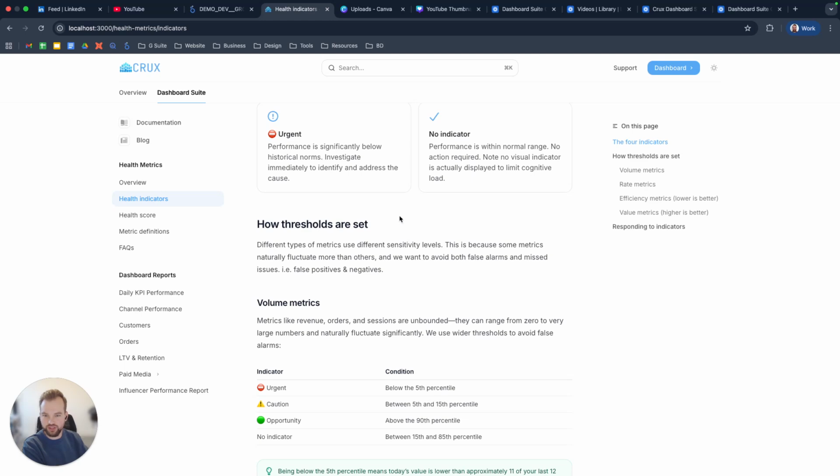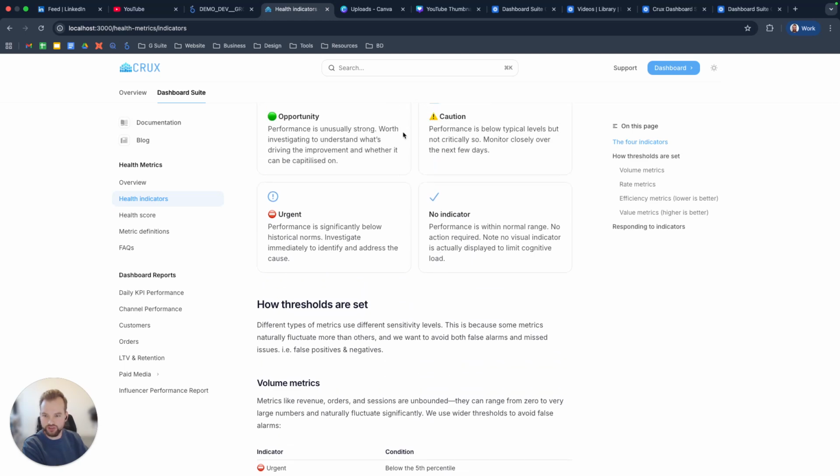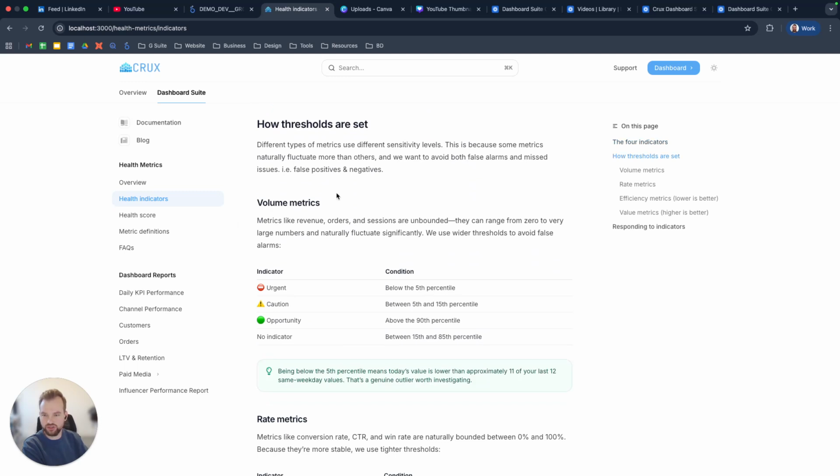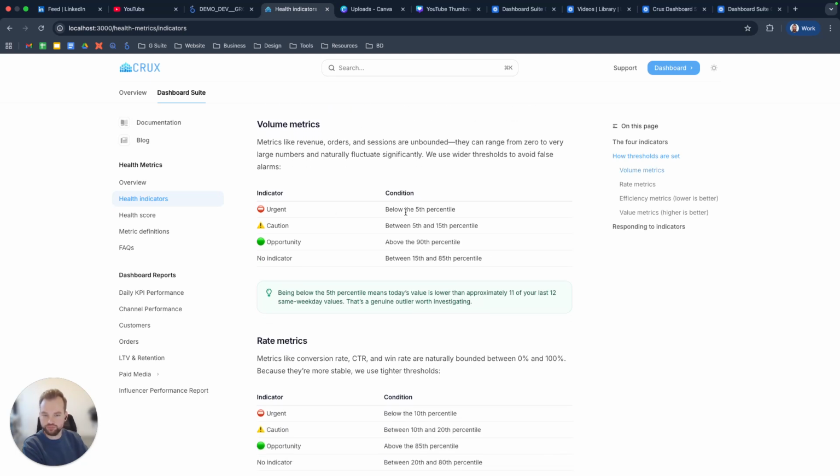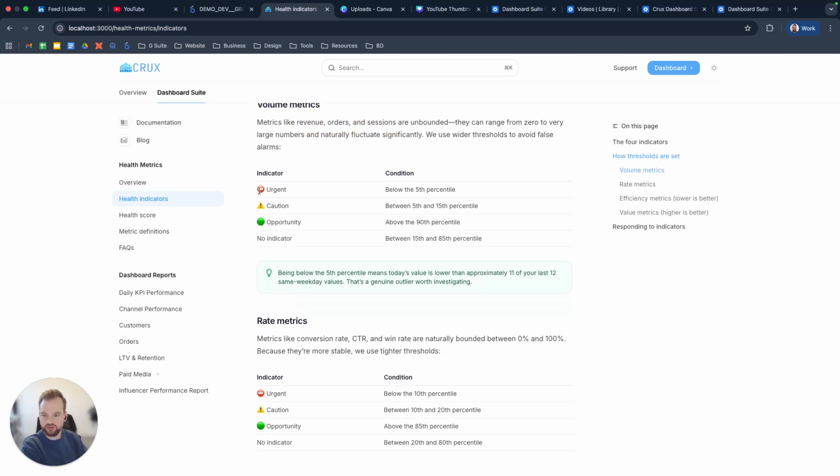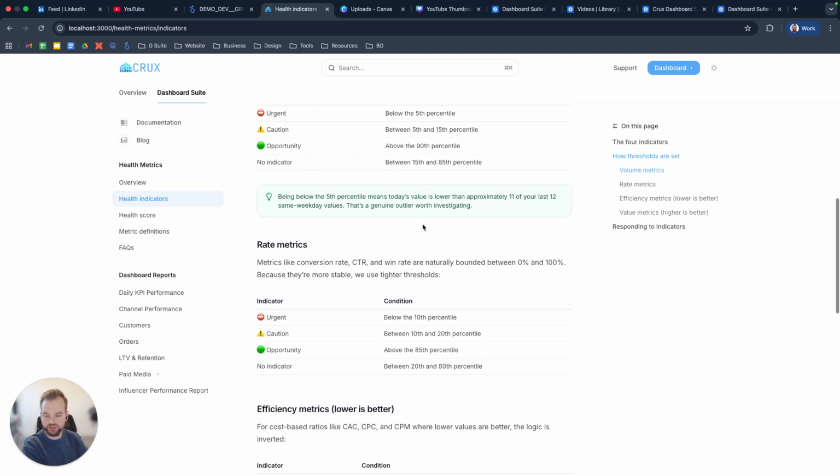In terms of how we actually display these for certain metrics, it differs depending on the type of metric you're looking at. Volume metrics like revenue, orders, sessions, we categorize accordingly. So urgent being in the bottom 5th percentile, caution 15th to the 5th, opportunity the 90th.